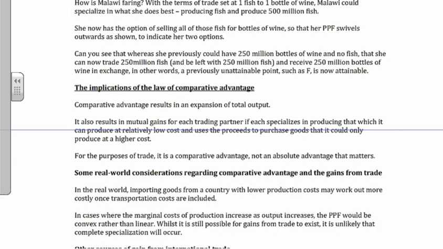The implications of the law of comparative advantage. Comparative advantage will result in the expansion of total output. We're going to get more out overall. It will also result in mutual gains for each trading partner if each partner specializes in that which they can produce at a relatively lower cost. Based on that, what would we conclude? For trade purposes, comparative advantage is key, not absolute advantage.